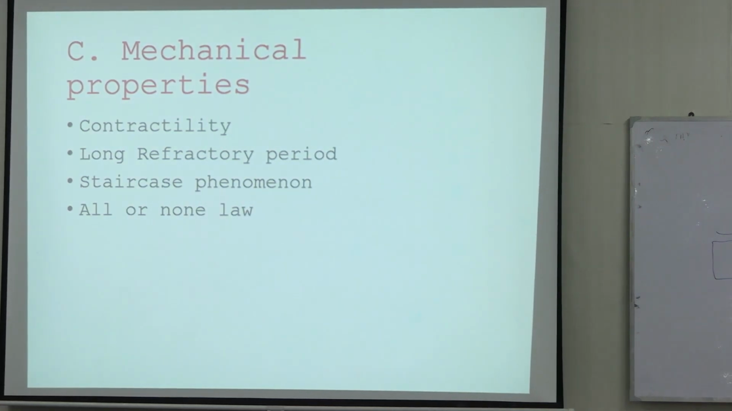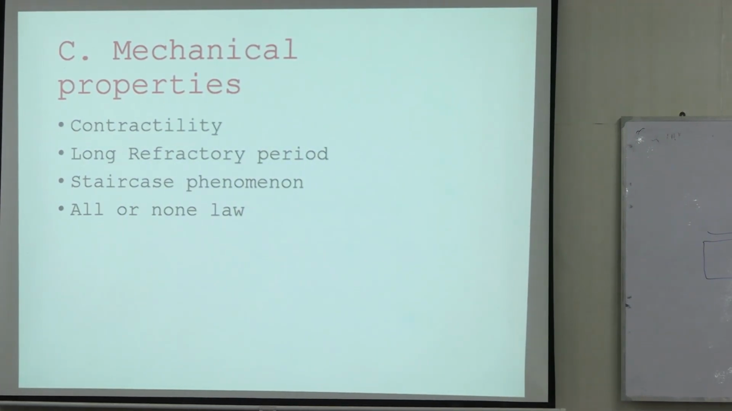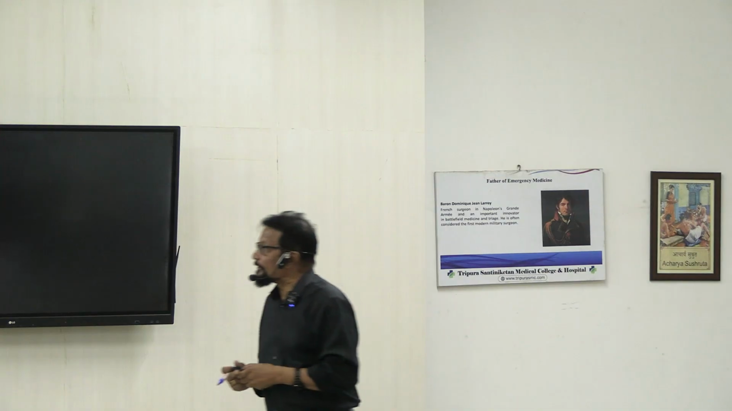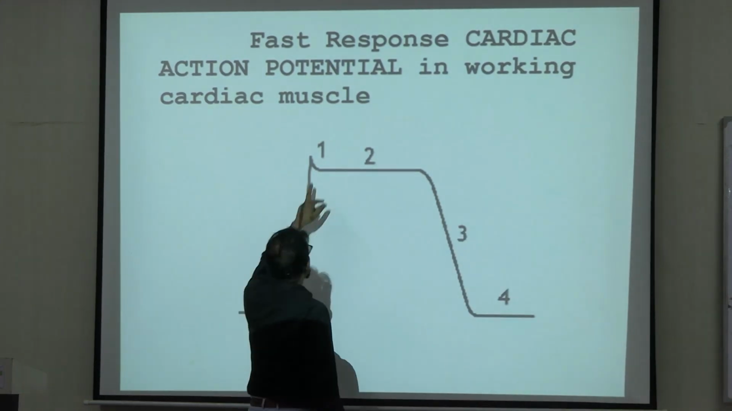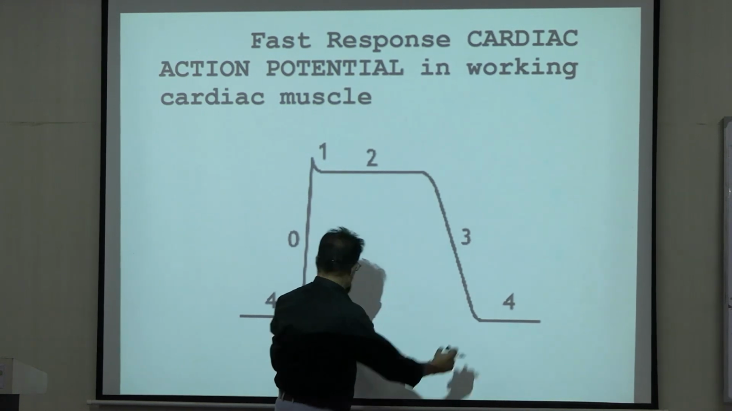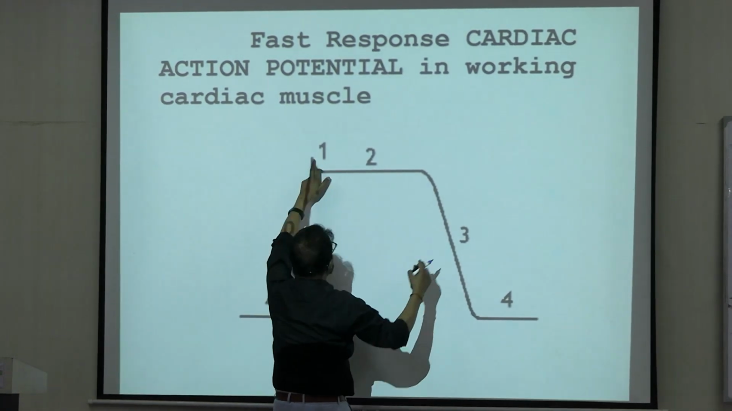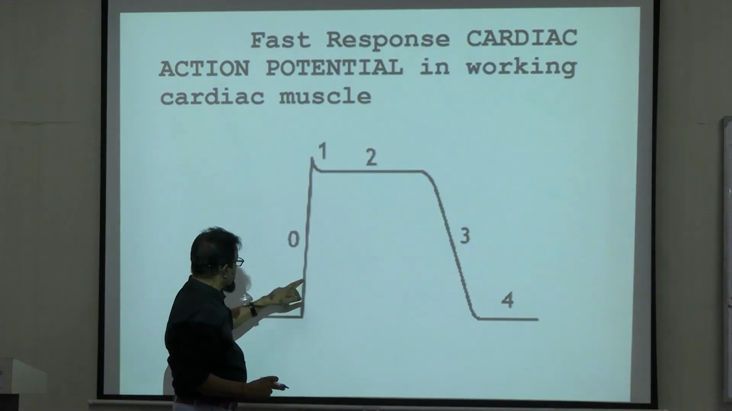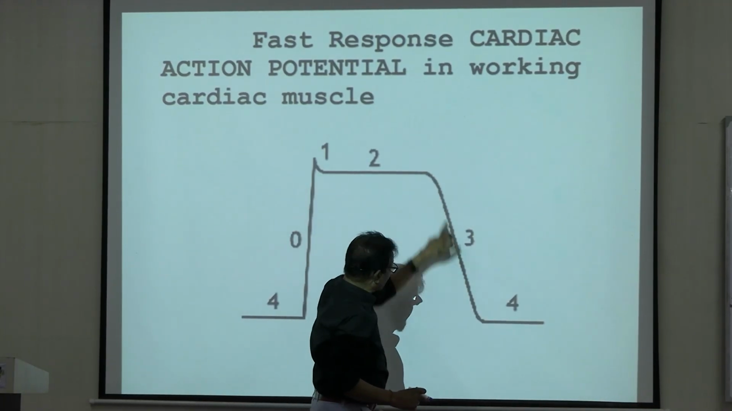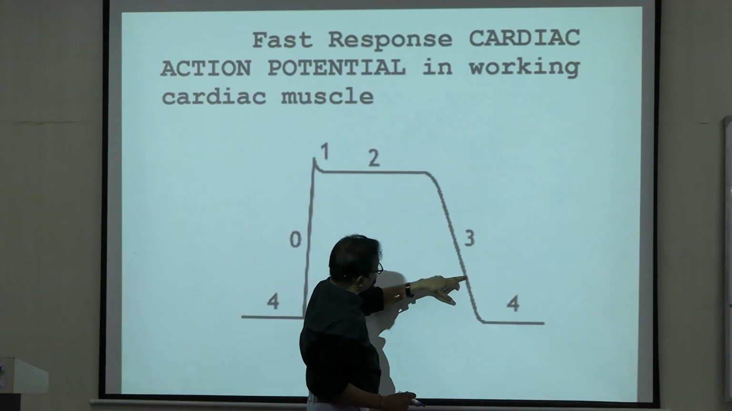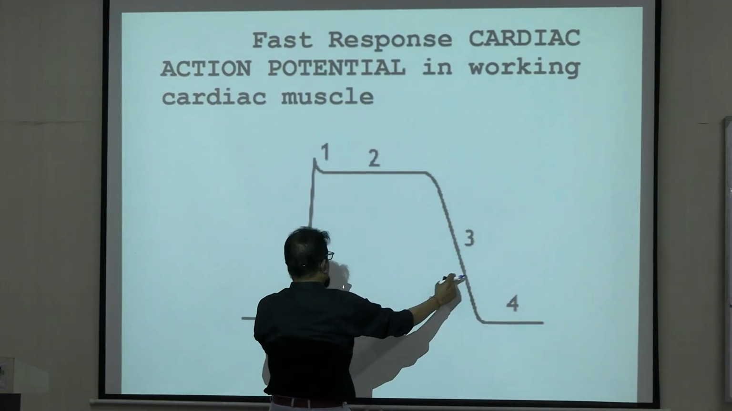Mechanical properties. Here you will get contractility. If you apply a stimulus, the muscle will respond by contraction, generation of force. So this is contractility, and it has a long refractory period. What is the long refractory period? It is this period from the threshold level up to 1/3 of the repolarization. So this will be the 1/3. This period is called the refractory period.